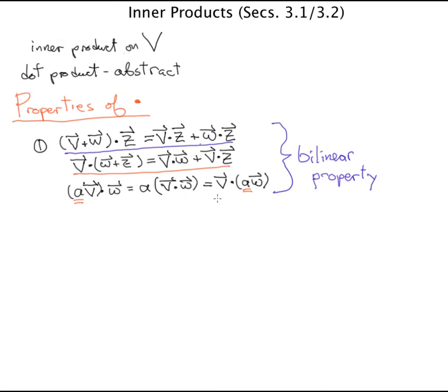Okay, so that's one of the main properties that the dot product satisfies. Another one is symmetry. V dot W is certainly equal to W dot V. And that's, for obvious reasons, called the symmetry property.